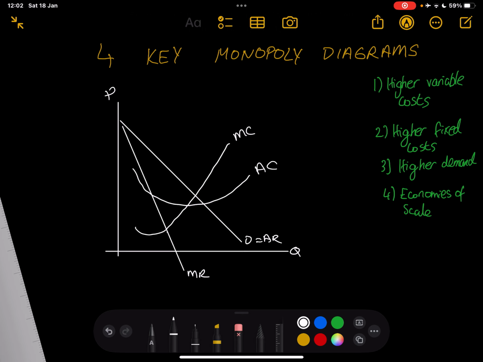But yeah, if you want to be able to write in detail about cause and effect, so about monopolies facing taxes and what's the impact on the market, or monopolies doing advertisement schemes, what's the impact on the market, and so on, it's really useful to have these 3 diagrams to hand. So here I start with a monopoly diagram that I've drawn here in white. First scenario is higher variable costs.